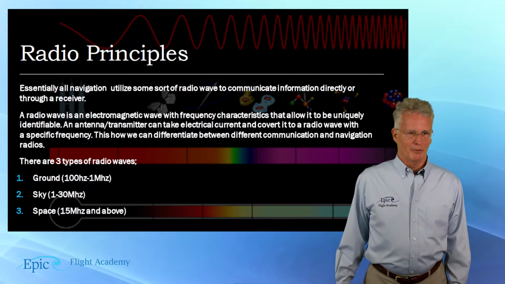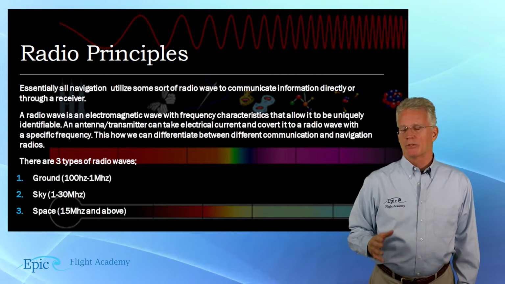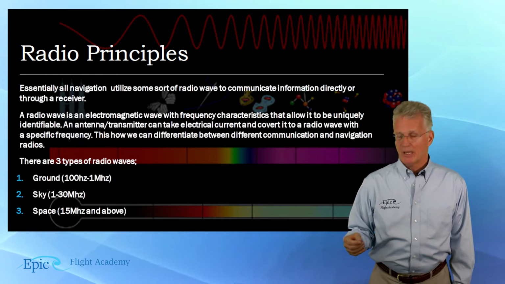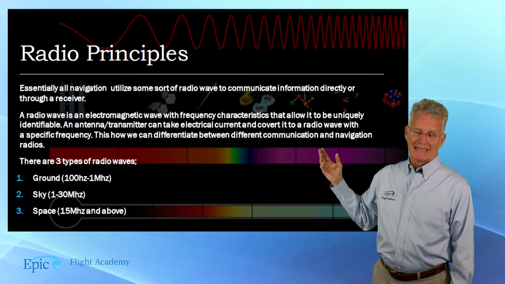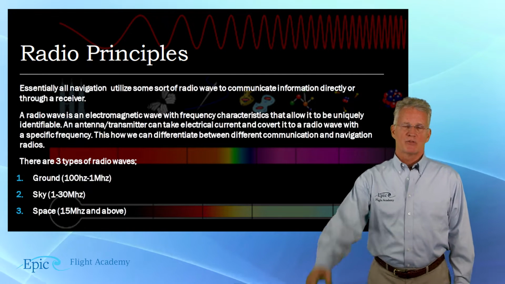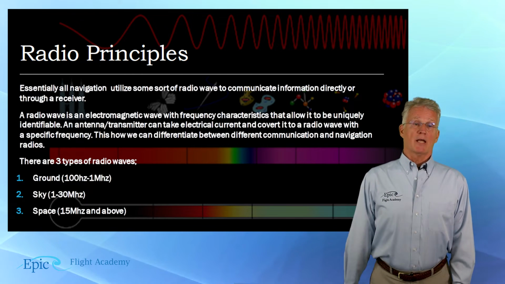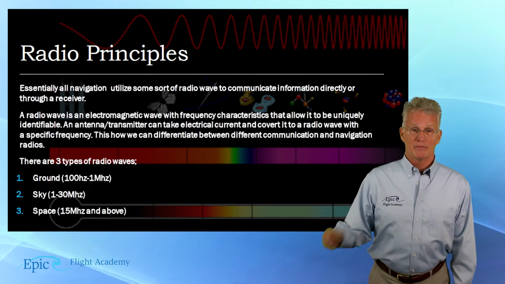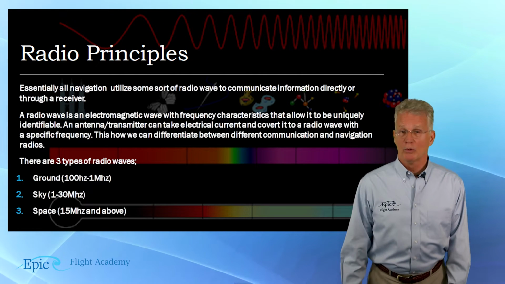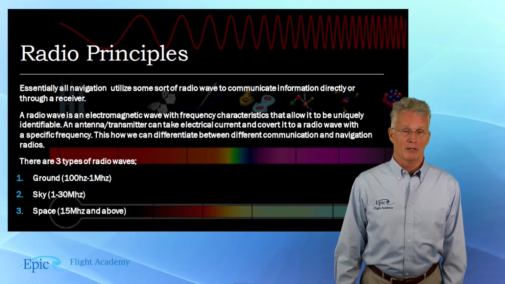We are talking about ground waves, and these have a frequency of 100 hertz to 1 megahertz. And you see that 1 megahertz is the capital letter M hertz. That capital letter M stands for million. Mega means a million. The second type are the sky waves. The sky waves are 1 to 30 megahertz. And the third type are what we refer to as space waves. These are 15 megahertz and above.